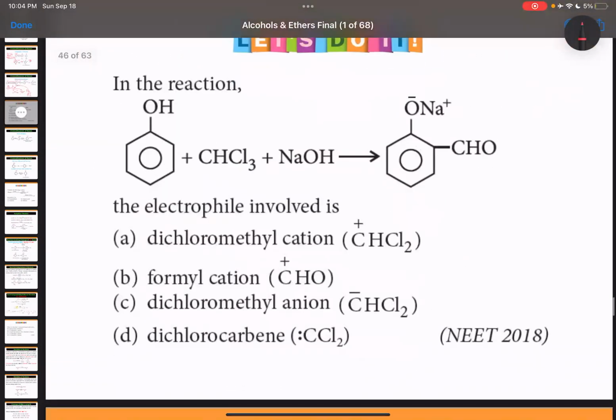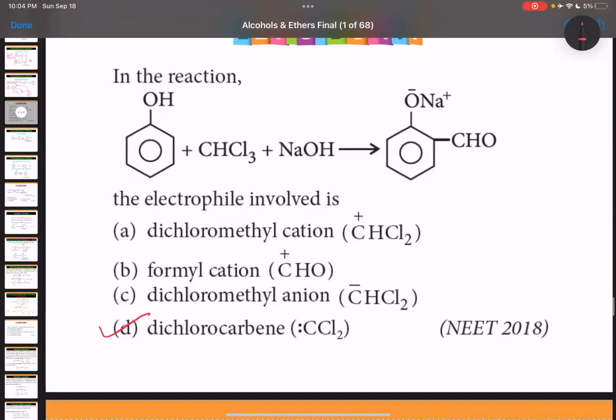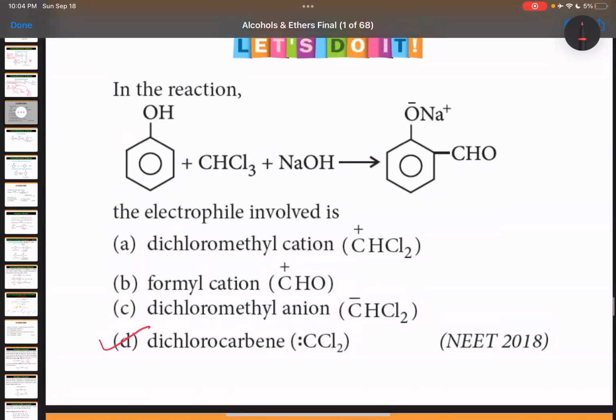Okay. So what's going to be the answer to this one? Option D. Option D, yeah, dichlorocarbene. So there are quite a few reactions in organic chemistry which have dichlorocarbene as an intermediate. And another one is the isocyanide test of primary amines. Okay.